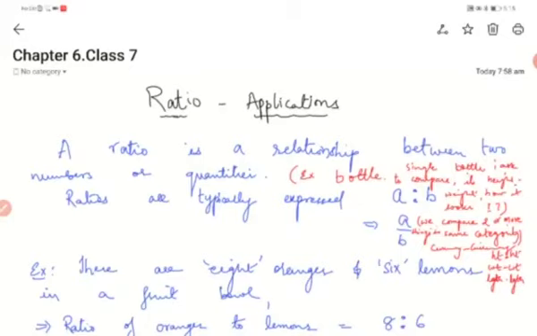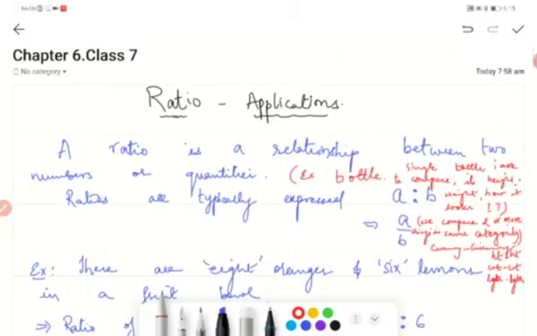Welcome to the first video of your chapter 6, ratio and its applications. Now this unit is totally about ratios and how you use ratios and proportions, that is their applications, in your day-to-day life. You have already learned this in class 6, not in so much depth, but I know that you have an idea about ratios.